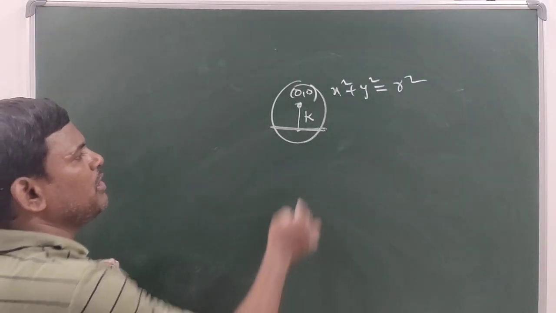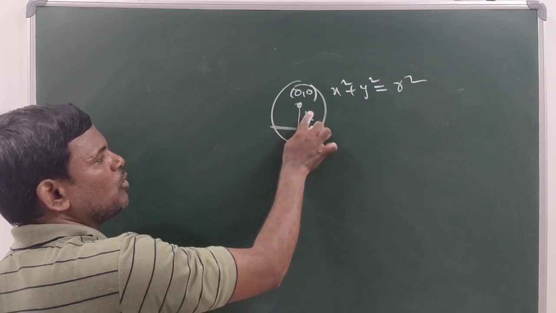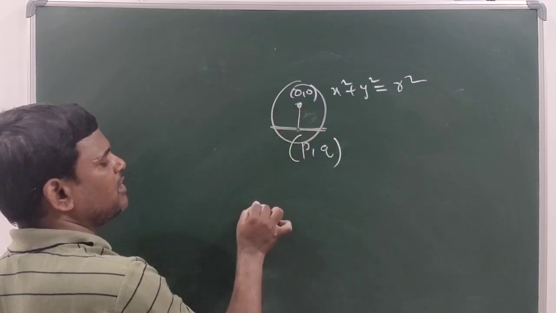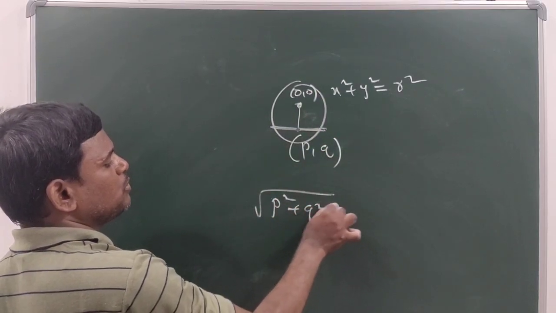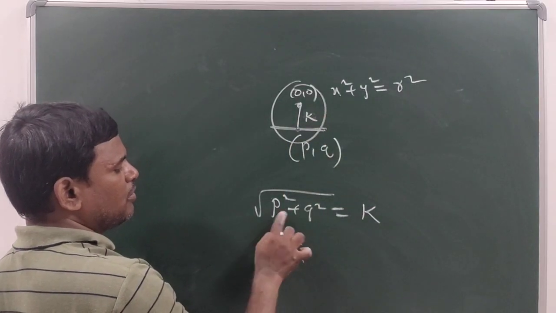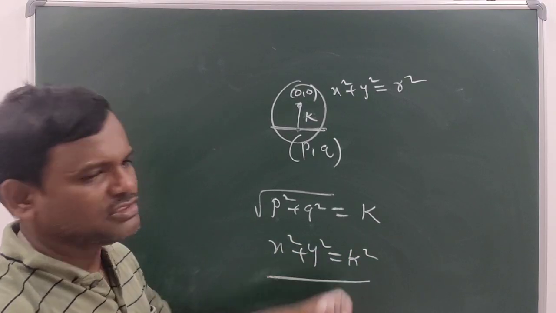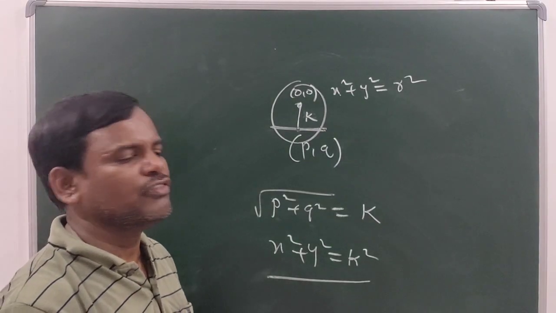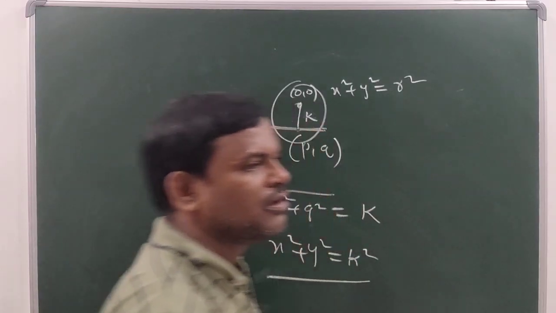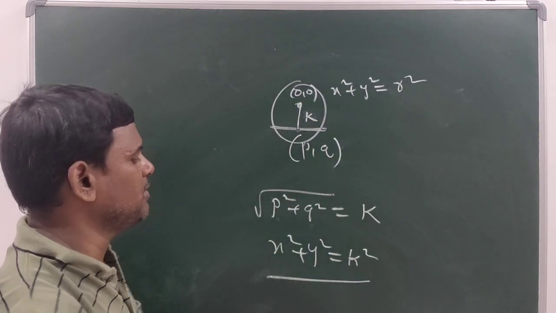So this chord is moving. Locus of a chord which is moving k units away from the center means this locus point you have to take. So take some p, q. Now find the distance between them: root of p square plus q square, which is equal to this length, given in the problem as k. Now square on both sides. Now replace p and q by x, y. X square plus y square equal to k square. What is this? Equation of locus of a chord which is maintaining k units from the center of the circle.